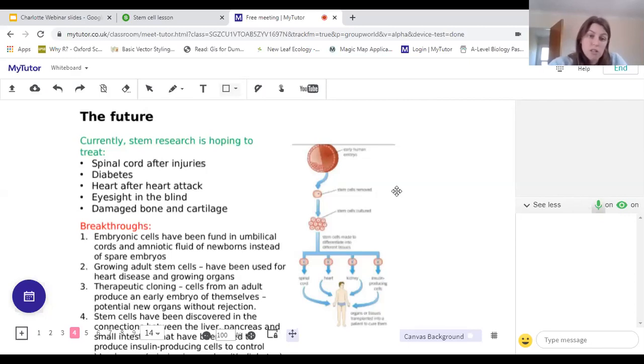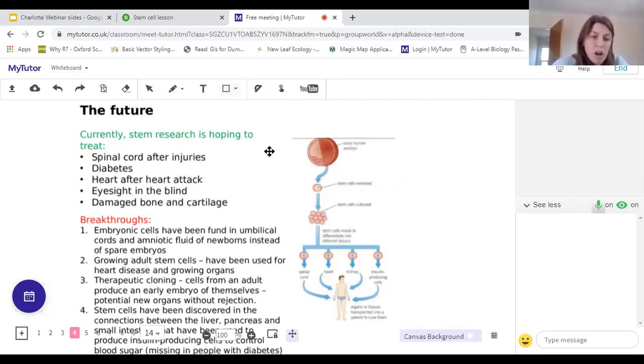Heart transplants after a heart attack. Eyesight in the blind, we talked about that as well. There's already been that quite successful trial, although that wasn't on someone that was totally blind, but it was on people that had partial sight loss. And damaged bone and cartilage as well. Hopefully those might be treatable with stem cells, so producing those bone cells.